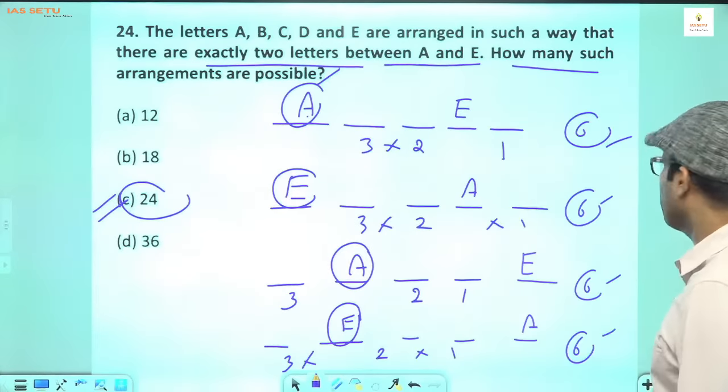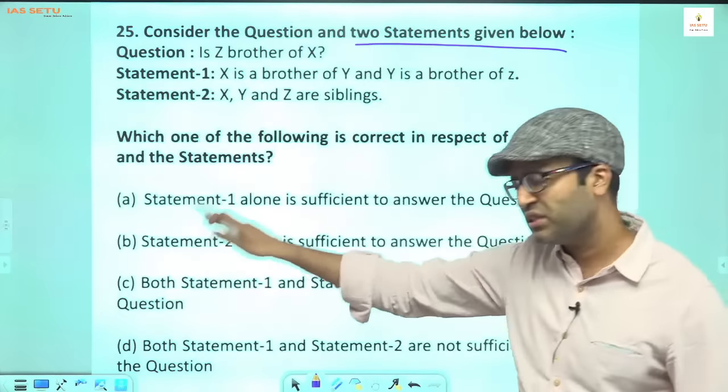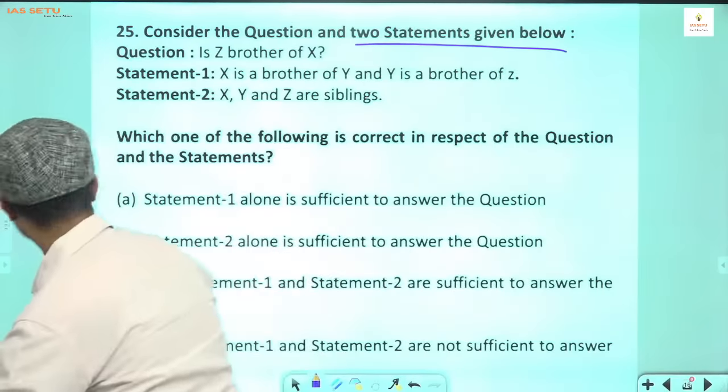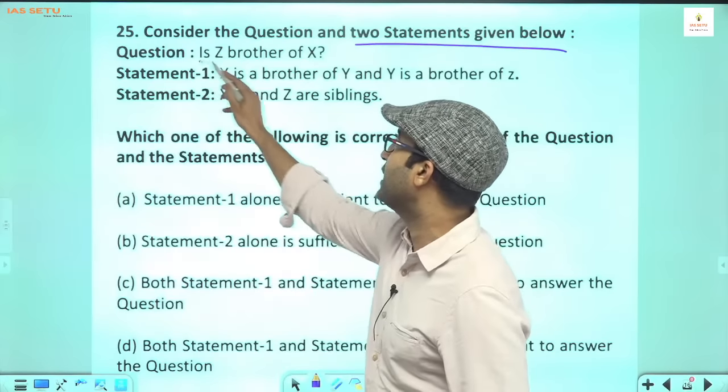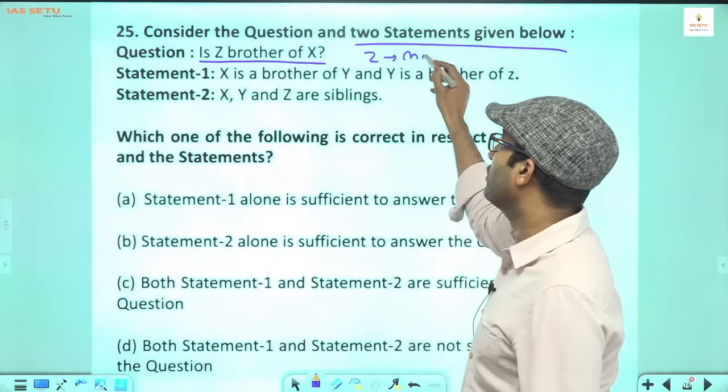Next is question number 25. Consider the following 2 statements given below. This is a blood relation question and I think it is clear to all of you. Is Z brother of X? Z has to be male. Can you confirm or not?